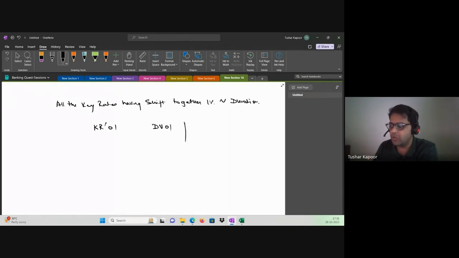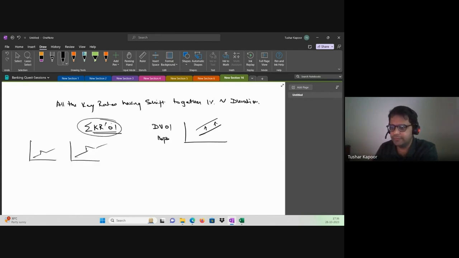So dv01 talks about what would be the change with the 1 basis point change if the overall curve shifts, whereas in KR01, it is at the key rates, at the sum of all the key rates, where we are talking about things being changed. Let's say here, here, here, and so on and so forth. So all the key rates combined together will give you a parallel kind of shift impact.